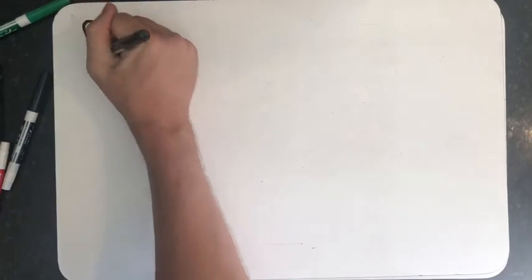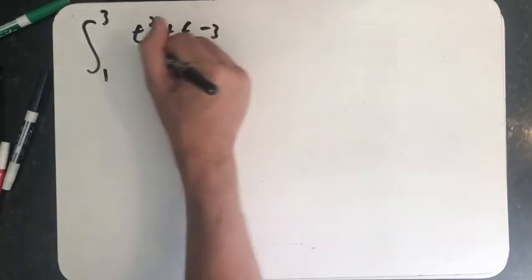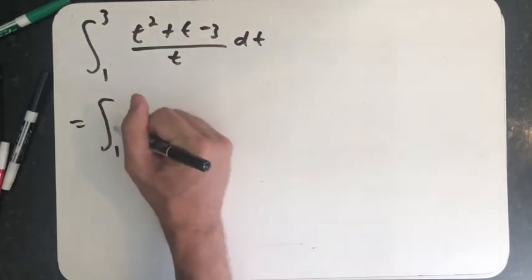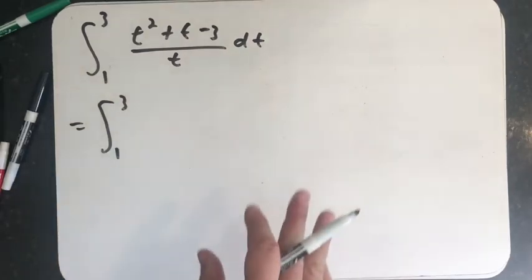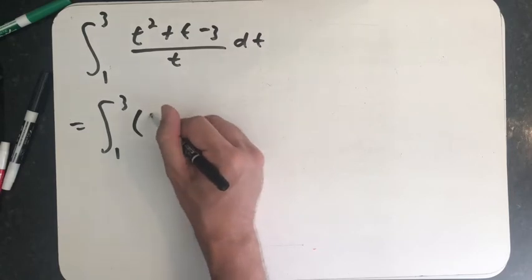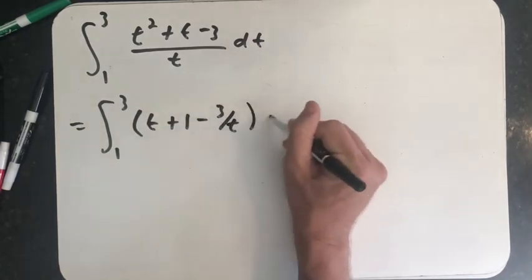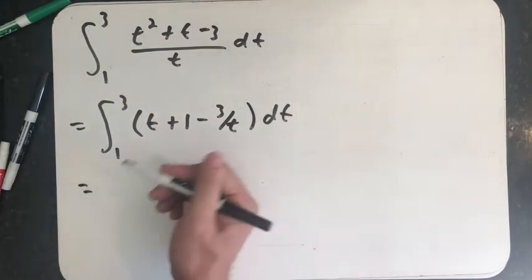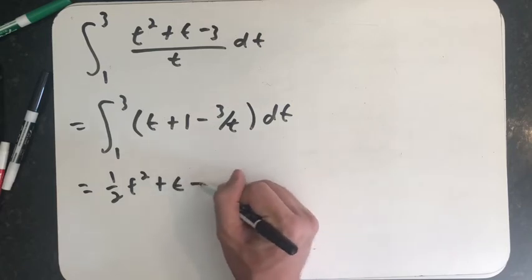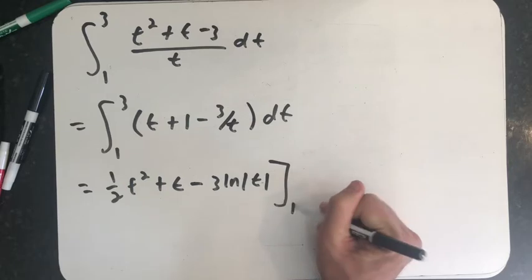I was asked to integrate from 1 to 3 of t squared plus t minus 3, all over t, dt. And this example's here just to remind us that sometimes it's easier to do everything we do if we do some algebra first. T squared over t is t, plus 1, minus 3 over t. I need to find an antiderivative, 1/2 t squared plus t minus 3 times the natural log of the absolute value of t from 1 to 3.